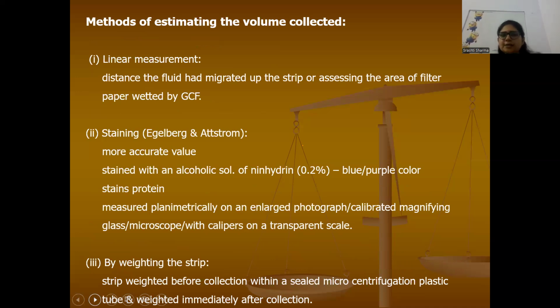Stain with an alcoholic solution of ninhydrin taken in 0.2%. Blue or purple color stains protein. Measured planimetrically on an enlarged photograph, calibrated magnifying glass microscope with calipers on transparent scale. By weighing the strip: weigh for collection within a sealed microcentrifugation plastic tube and weighed immediately after collection.